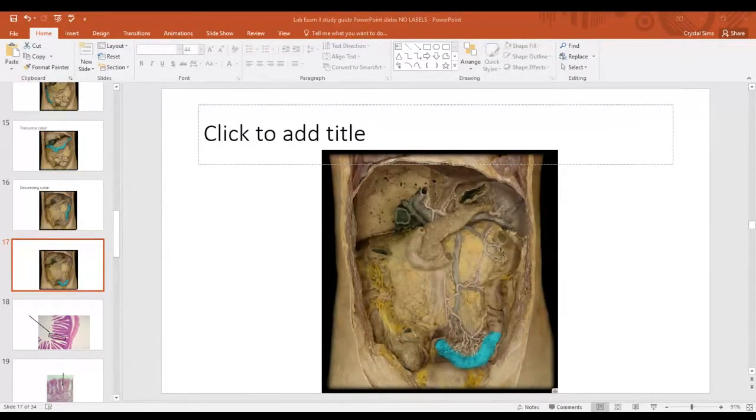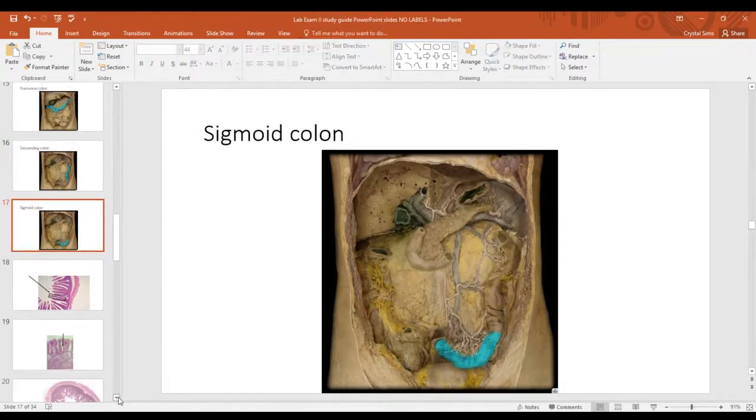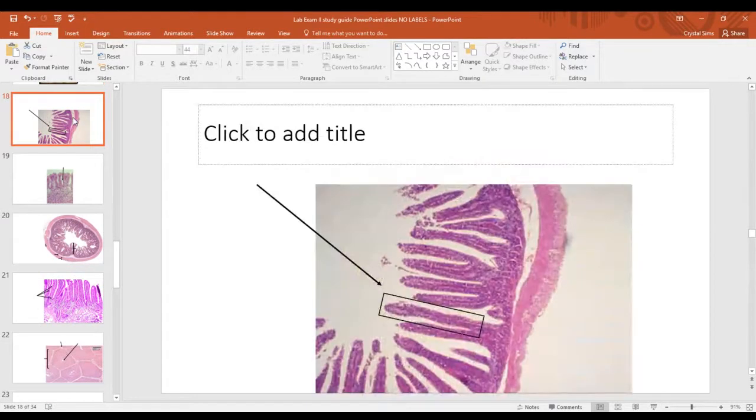Yes, this is the small intestine. You can see the mesenteries holding it in there. I like this picture. I think this is pretty neat. So this is the small intestine. I like these cadaver pictures. They're pretty neat.